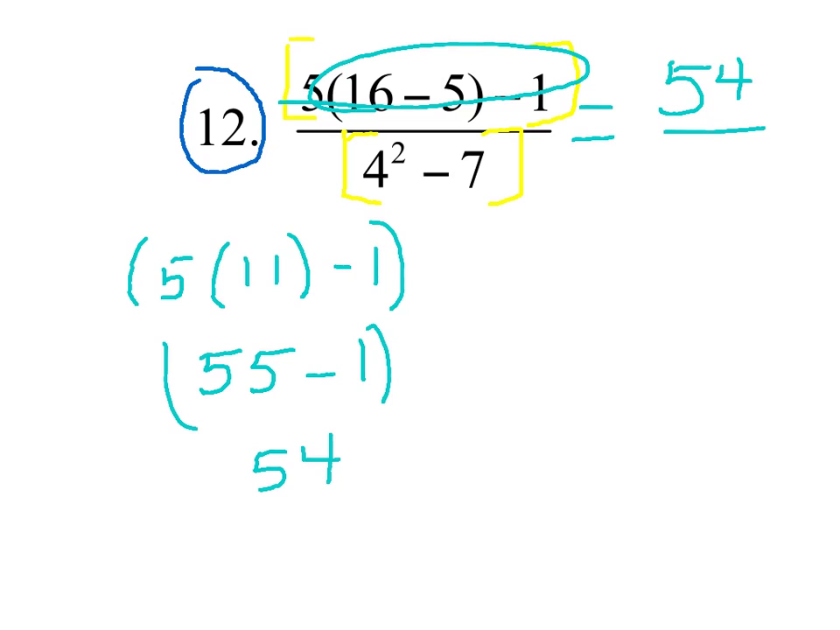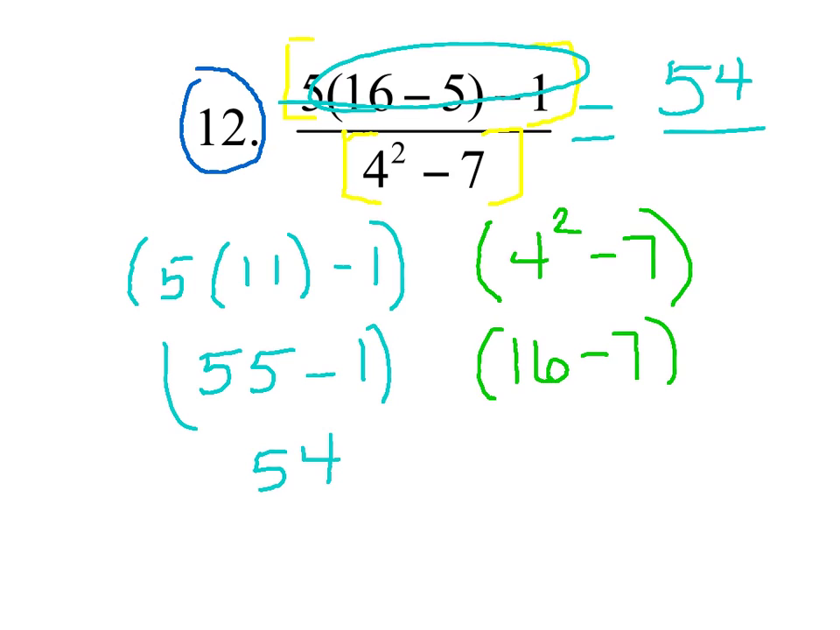The denominator, let me switch colors. We'll do the denominator in green. The denominator was 4 squared minus 7. 4 squared is 4 times 4, 16, minus 7. 16 minus 7 is 9. So that's what our whole denominator became, reduced down to 9.